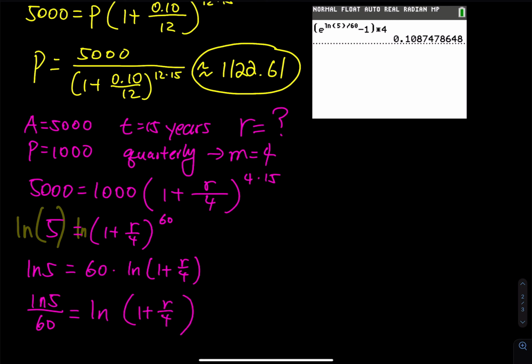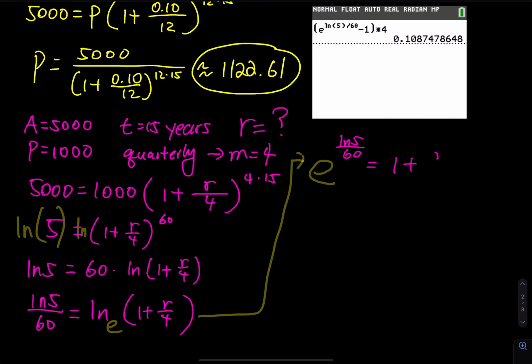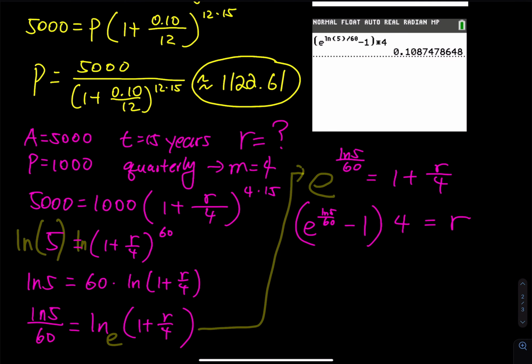So how do you take the 1 plus r divided by 4 out of the ln? This is in logarithmic form. You have to know that the base of ln is e. To put this back into exponential form, you take e raised to the entire left-hand side, which is ln 5 divided by 60, and the right-hand side is just 1 plus r divided by 4. The next step is to subtract 1 on both sides and then multiply both sides by 4, so you get r. So the first challenge is to solve for r.